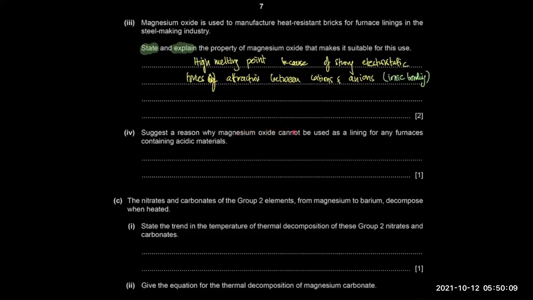Give a reason why magnesium oxide cannot be used as a lining for any furnaces containing acidic materials. So why can't they use magnesium oxide whenever acid is present? Because MgO is basic, right? And will react with or neutralize the acid.